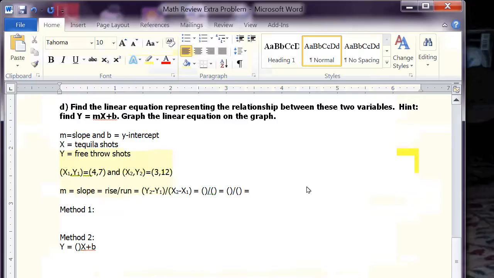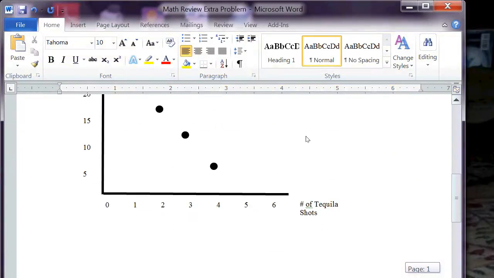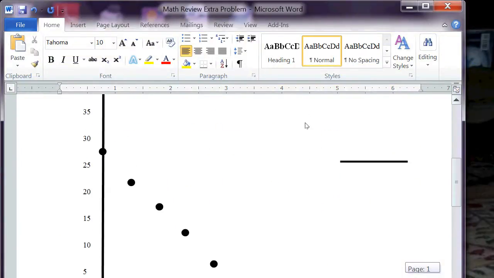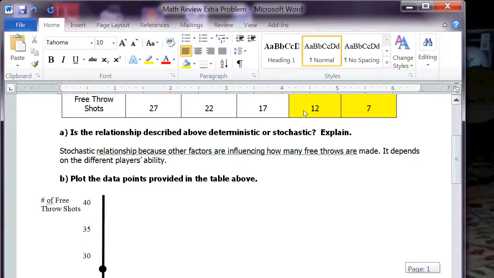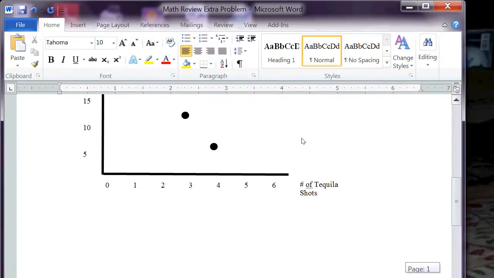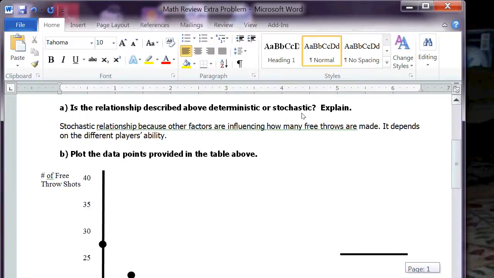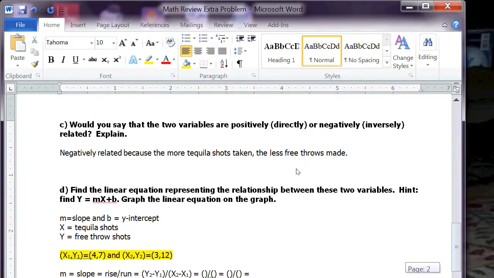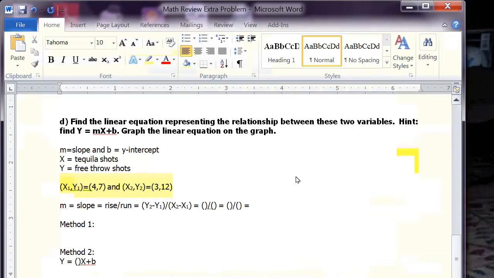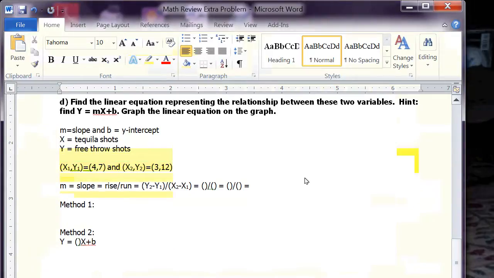For our specific example, we're going to say that x is tequila shots, so our horizontal axis is tequila shots, it's our x, and then our vertical axis, our y, is our number of free throw shots. So down here we say x equals tequila shots, y equals free throw shots. Alright, and then to start with, we're going to go ahead and try to calculate our slope. We're going to try to calculate that m.